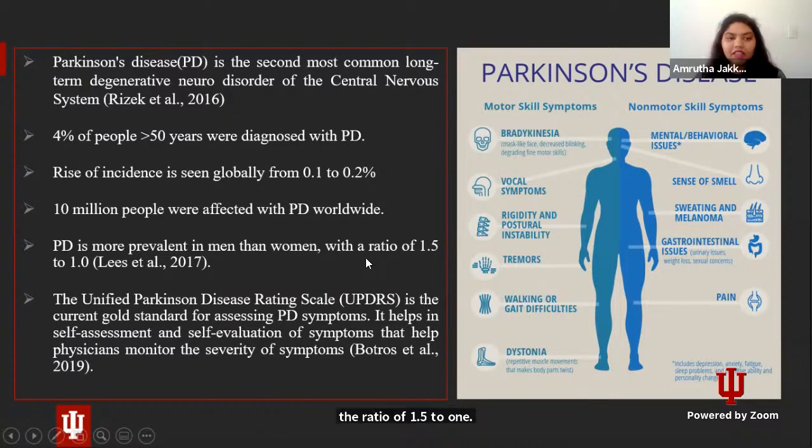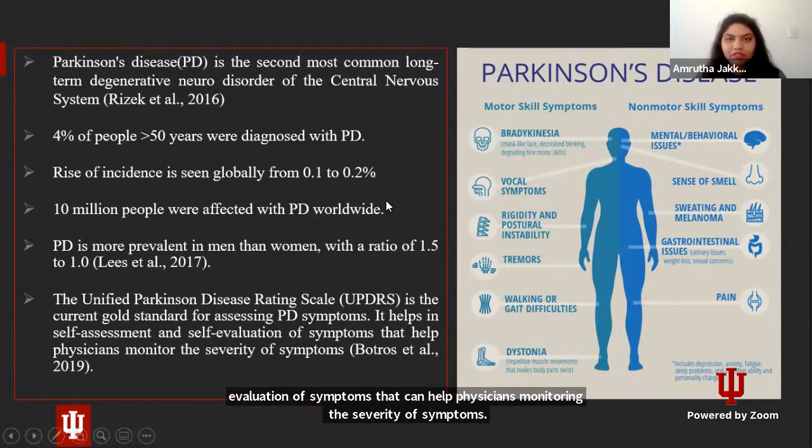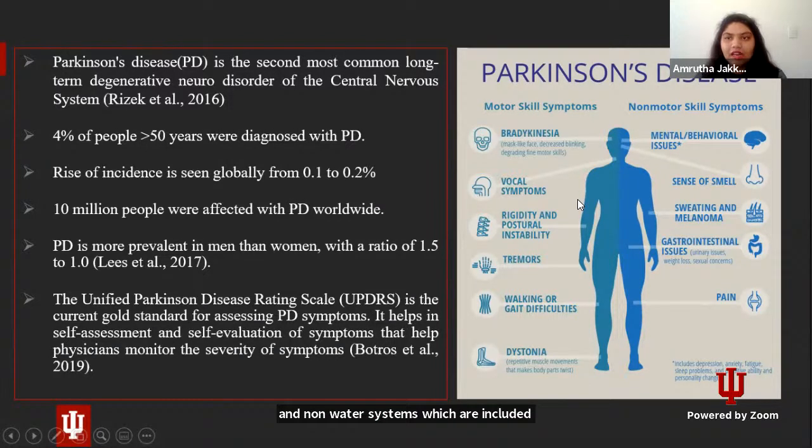The UPDRS scale is the gold standard for assessing PD symptoms. It helps in self-assessment and self-evaluation of symptoms that can help physicians monitor the severity of symptoms. Parkinson's disease has two types of symptoms, motor symptoms and non-motor symptoms. Motor symptoms include bradykinesia, vocal symptoms, rigidity, postural instability, tremors, walking or gait difficulties, dystonia, and non-motor symptoms include mental issues, behavioral issues, sense of smell, sweating, melanoma, gastrointestinal issues, and pain.